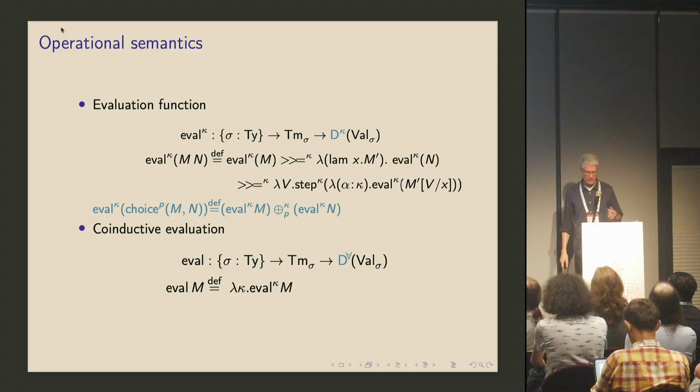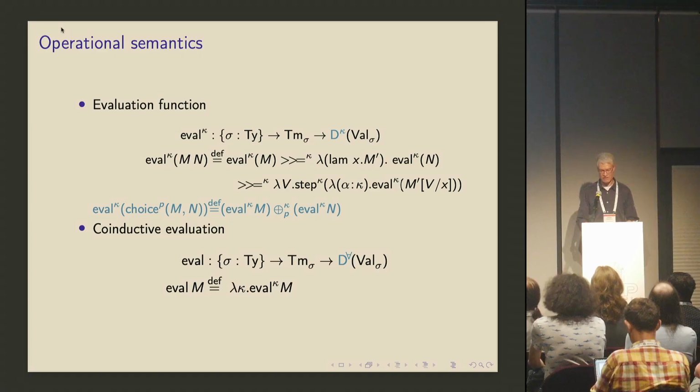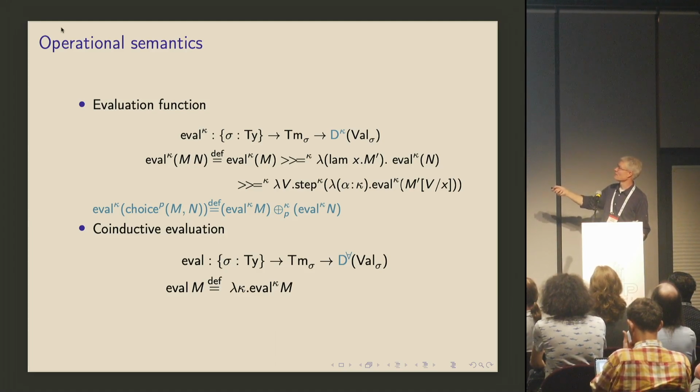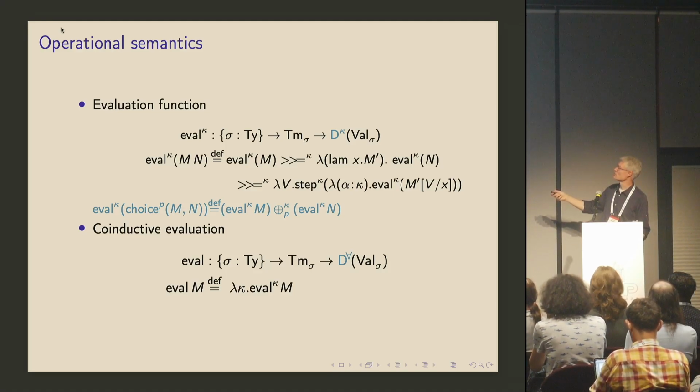And so before I do that, let's look at the operational semantics here. The operational semantics is precisely like before, but I've changed the monad to this one here that also incorporates probabilistic choice. And then I have a case for the choice operation here where I just use the probabilistic choice in this monad up here. And then the co-inductive one here similarly uses the D for all.